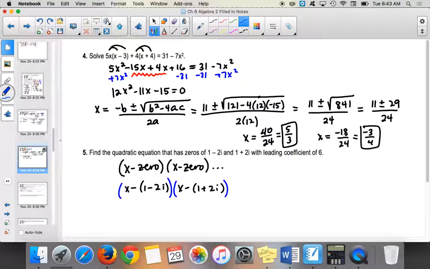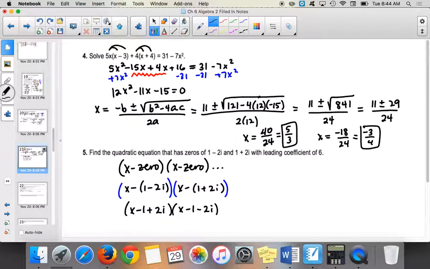Okay, so this looks kind of complicated. We have parentheses within parentheses, right? So we're going to distribute the negative and distribute the negative. So when we do that, we have x minus 1 plus 2i and x minus 1 minus 2i. Okay, and we need to find the polynomial.